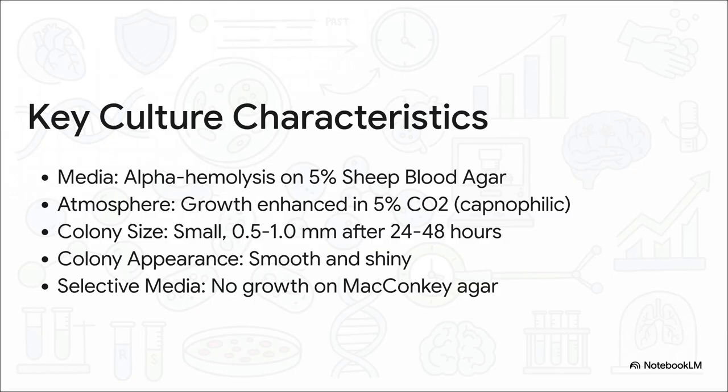The most telling sign is that unmistakable alpha hemolysis, that partial greenish clearing on the blood agar. And because it's capnophilic, it really prefers a CO2-enriched atmosphere to grow well. Seeing those small, shiny colonies with that alpha hemolysis, that's how you start building a really strong presumptive ID.